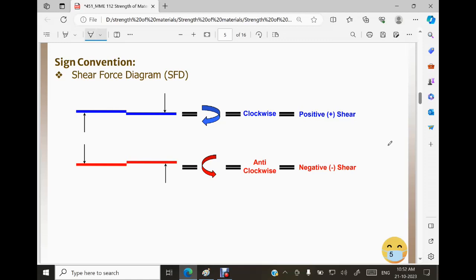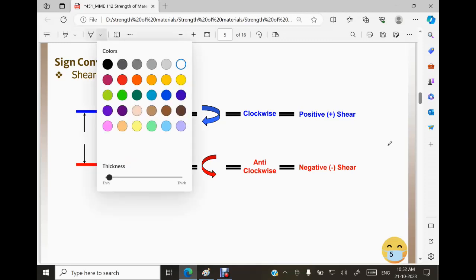Oh, it's not writing. Okay, the color is wrong.